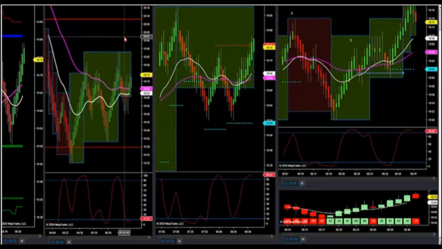Okay, so let's look at these supply demand lines. We'll see if we get outside this. Obviously, once we get outside, we'll look for some speed.